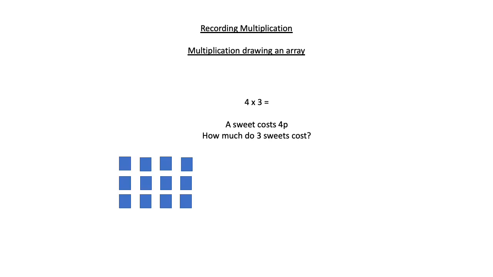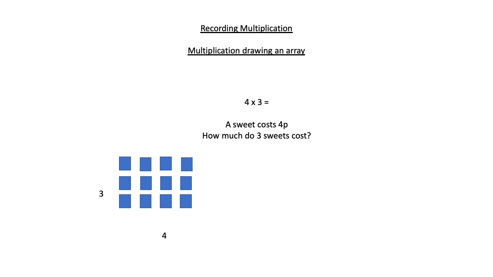Multiplication at Key Stage 1 can also be represented as an array. In this example, we have 4 times 3, and again, we can put this into context. A sweet costs 4p, how much do 3 sweets cost? As you can see, I've drawn 3 rows of 4, but you could do it the other way around as 4 rows of 3. This helps very much with the understanding that 4 times 3 is the same as 3 times 4.